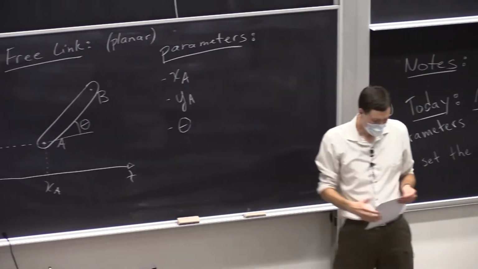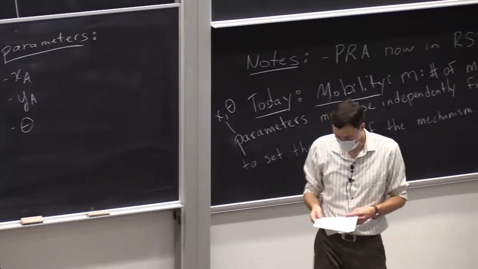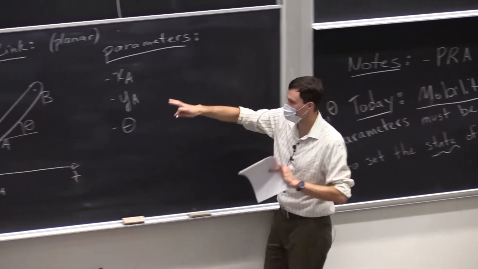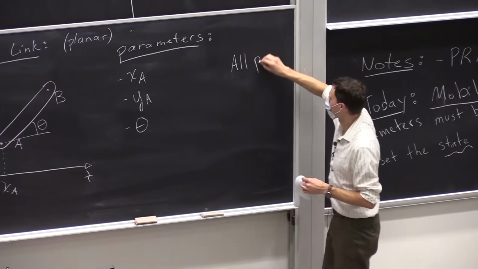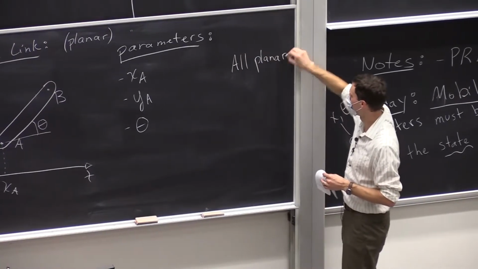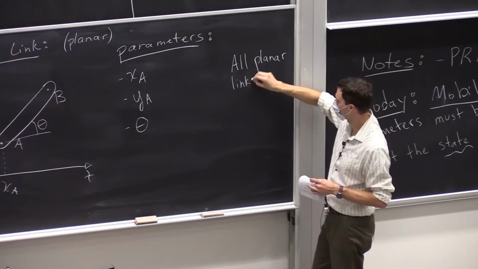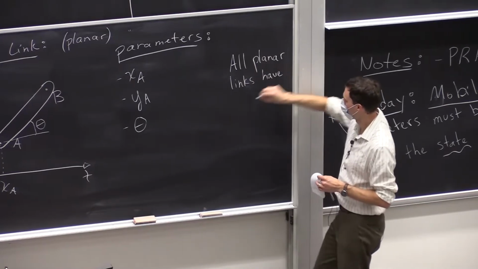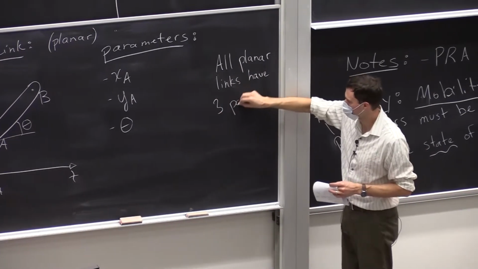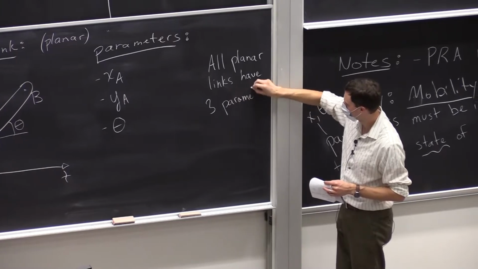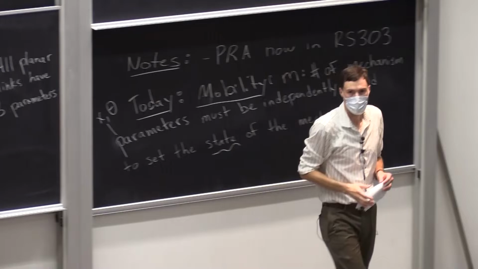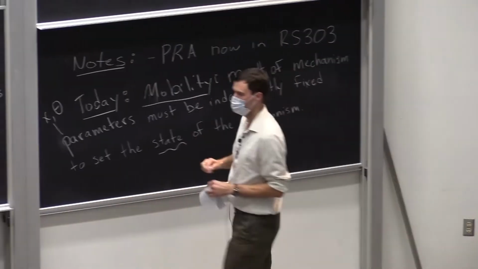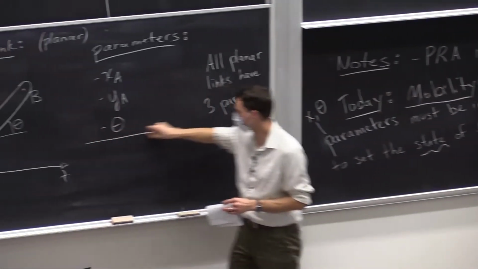In fact, all links are going to have 3 parameters to start. So we're going to say all planar links have 3 parameters. And it doesn't have to be this choice of 3. You could choose an alternate set.